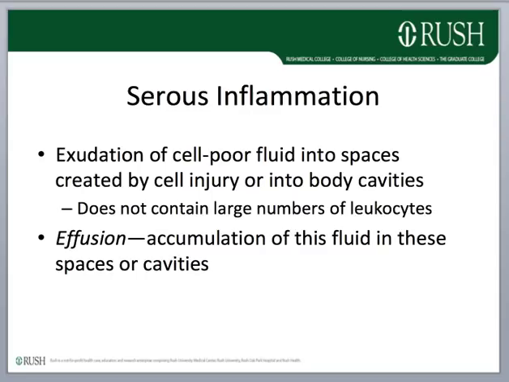Serous inflammation is marked by the exudation of cell-poor fluid into spaces created by cell injury or into body cavities, such as the peritoneum, pleura, or pericardium. Typically, the fluid in serous inflammation is not infected by destructive organisms and does not contain large numbers of leukocytes. In body cavities, the fluid may be derived from the plasma as a result of increased vascular permeability or from the secretions of mesothelial cells. These are the cells lining body cavities. Accumulation of fluid in these cavities is called an effusion.